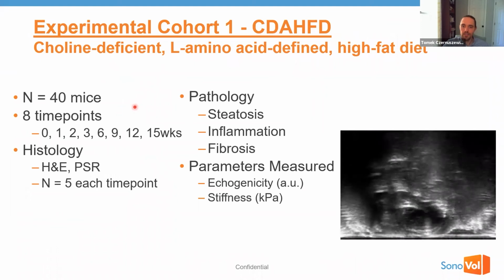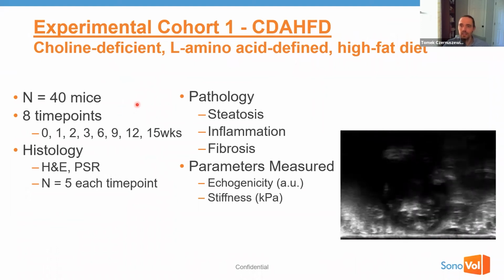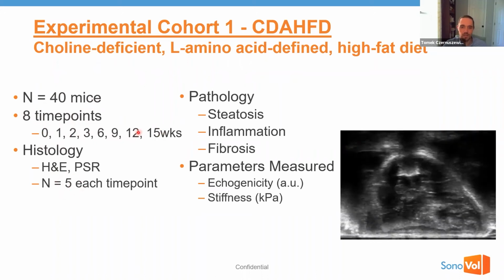This was one of our first studies, and what we were trying to prove here is essentially that the technique is correlating with underlying histology. So we started out with a group of 40 mice with 8 time points that we were imaging over, starting from 0 prior to starting diet all the way up to 15 weeks. And at every time point, we were sacrificing 5 animals at a time for a histological gold standard.